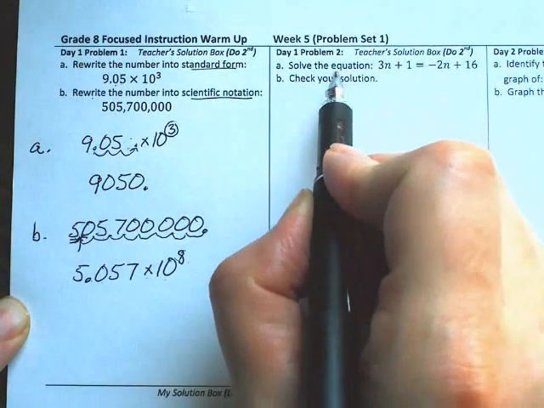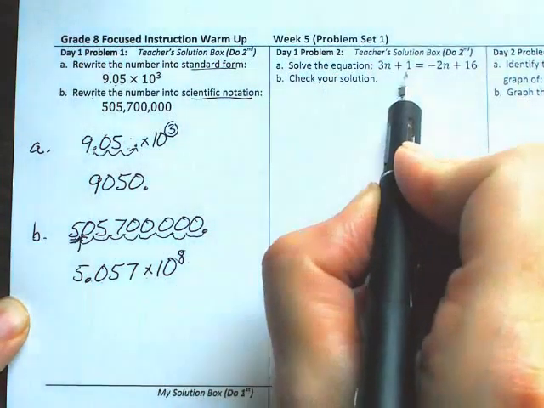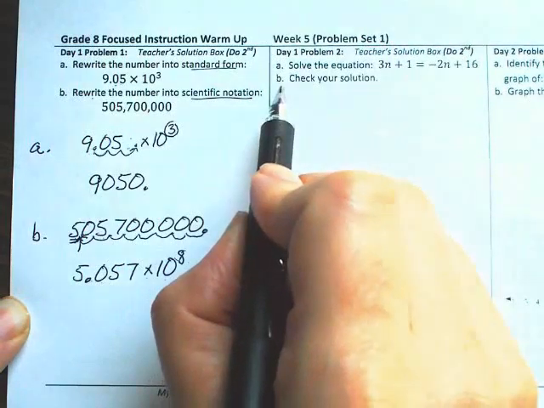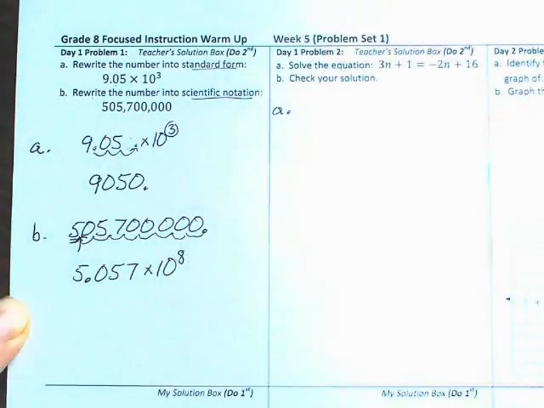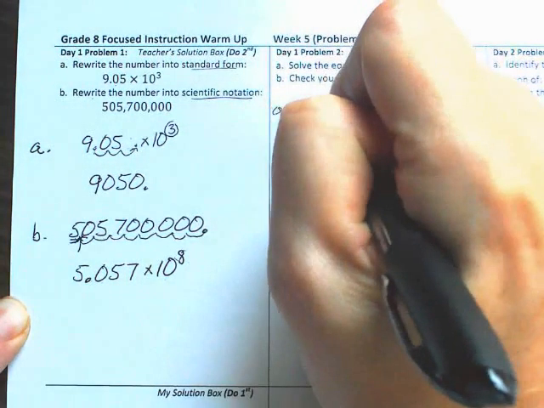Okay. Now, day 1, problem 2. Part A, solve this equation. And here's the equation with the variable n. So we'd like to solve that equation and find the value of n. And then in part B, check our answer.